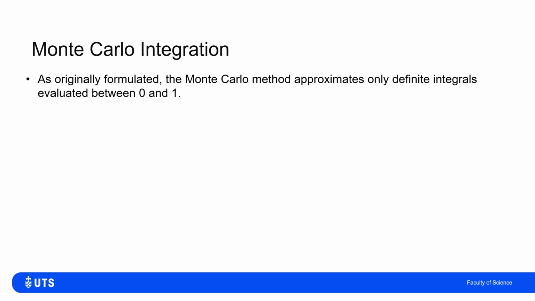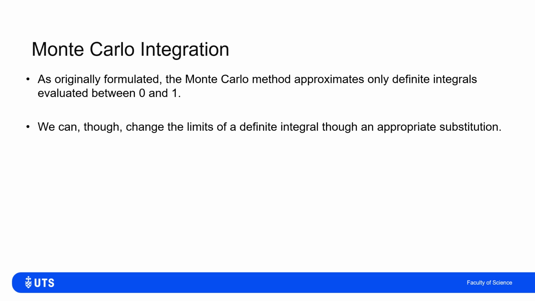What we have seen so far in the previous video was doing Monte Carlo integration to estimate the value of a definite integral where we're evaluating it between 0 and 1. Now that's quite limiting, but of course I can change any integral to an equivalent definite integral between 0 and 1 by integration by substitution.